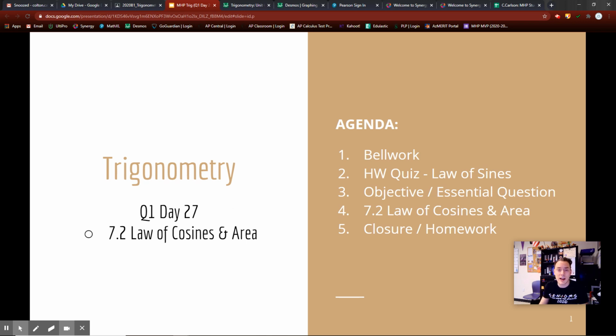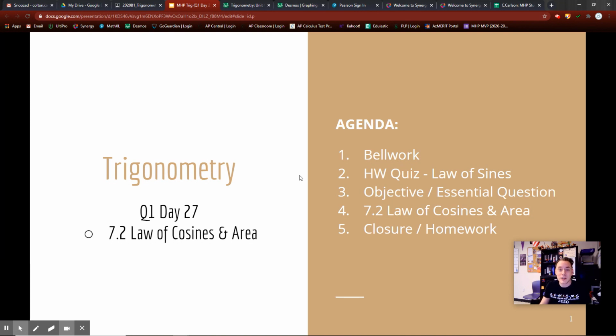This is Mr. Carlson, C-squared mathematics, and this is trigonometry 7.2, law of cosines and area. This is the last lesson of Unit 2, that wonderful unit that we loved so much. I'm trying not to be sarcastic here.